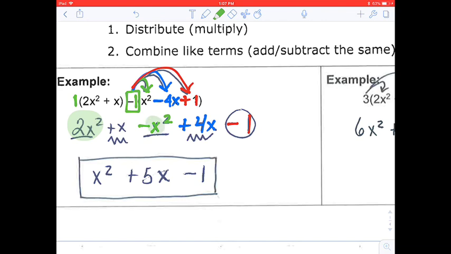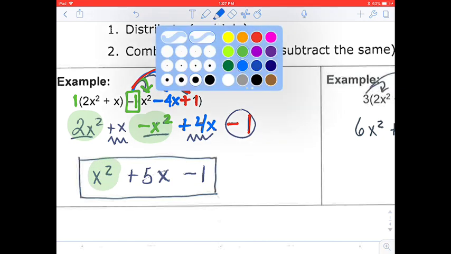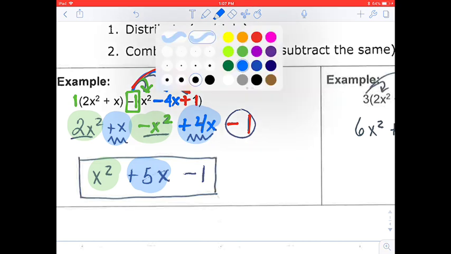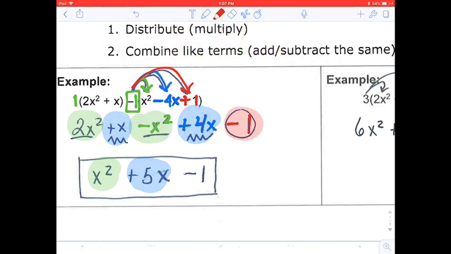2x squared combines with negative x squared. That's like negative 1x squared. So 2 minus 1 gives me 1x squared. Then I can combine my positive x, that's like a positive 1x, and a positive 4x. 1x plus 4x gives me 5x. And finally, poor negative 1 here doesn't get anything else to combine with. It just stays negative 1.